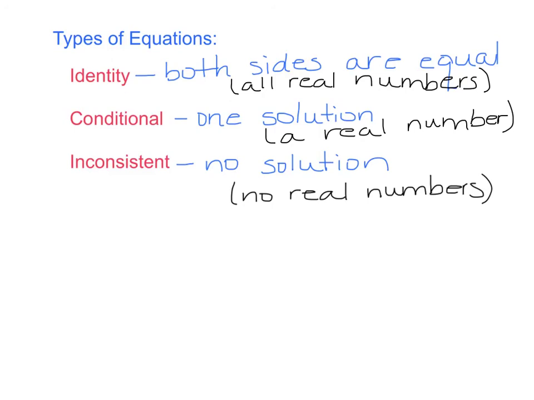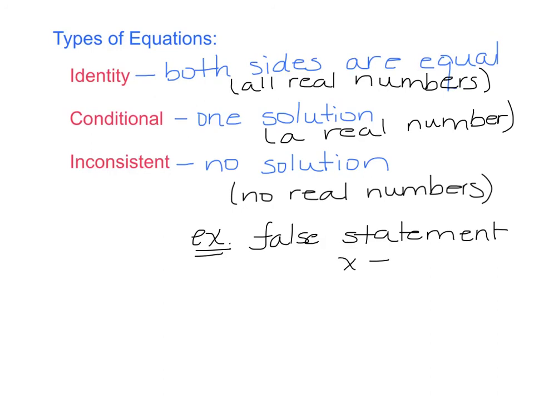Oh, another example of an inconsistent equation is a false statement. Like 0 equals 7. That's not true, so that's one. And we're done.